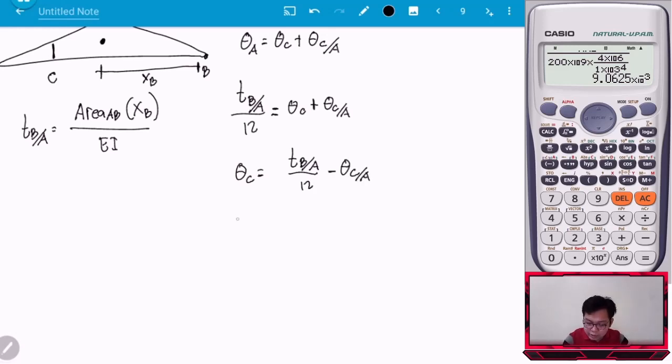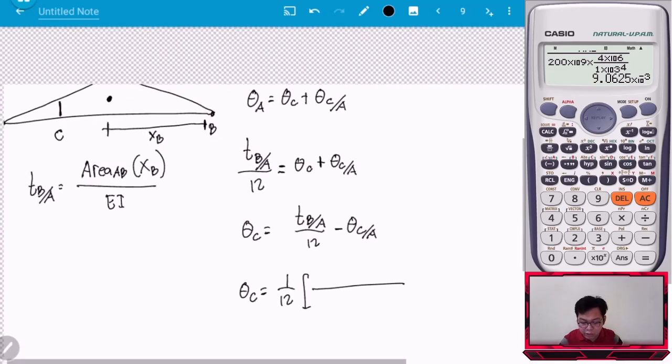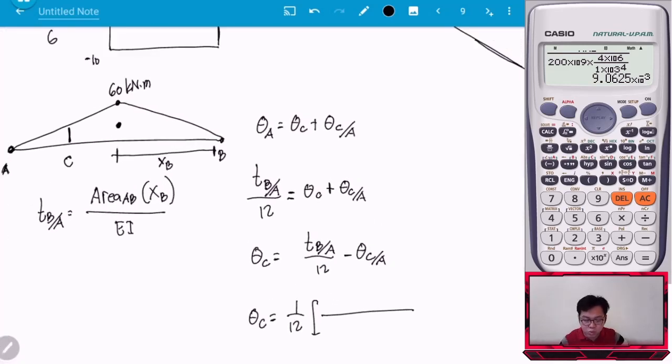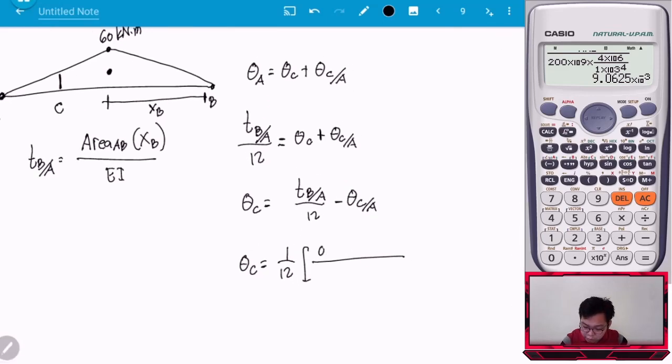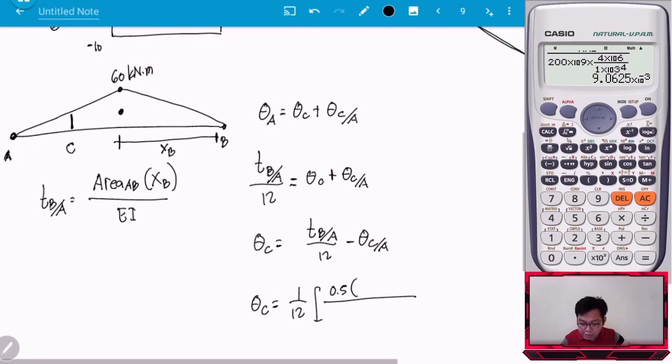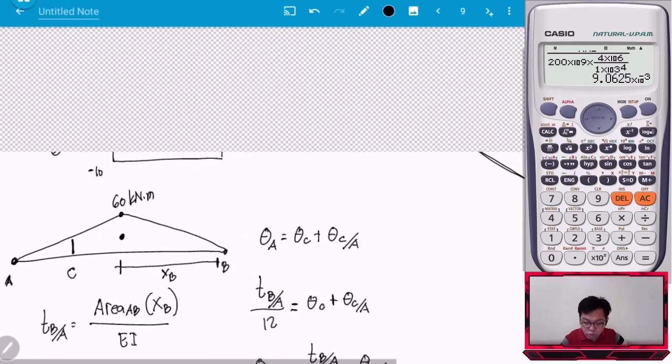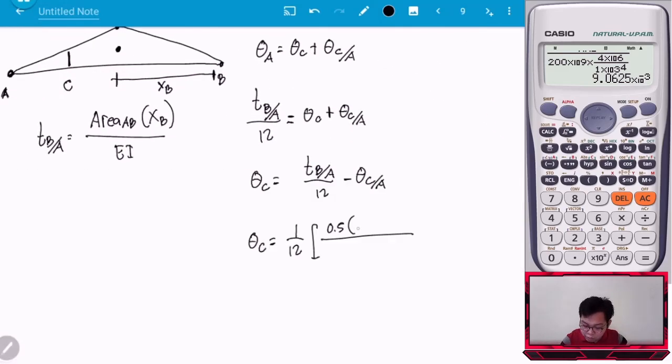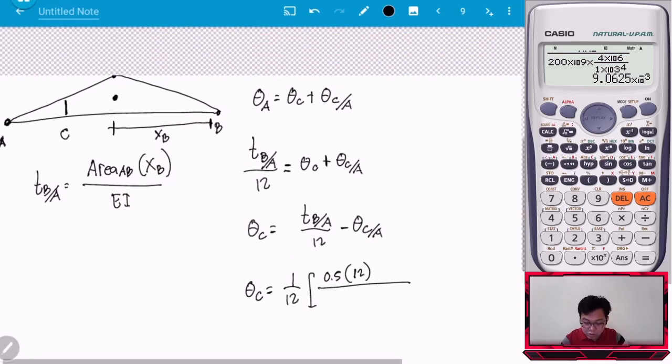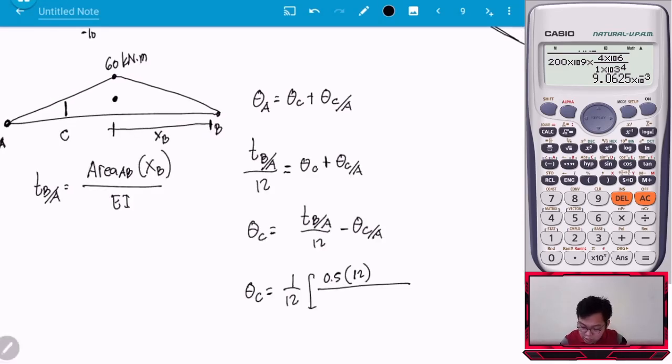Okay? So, ilalagay natin dito the slope at C. So, TBA, guys, so 1 over 12. Okay? And then, multiplied by, so, ano yung TBA natin? Area from A to B. Ano yung area from A to B? From our figure, the area from A to B is 1/2 base times height. Okay? So, 1/2, lalagay ko na lang dito 0.5. Ano yung base? Ang base is yung total length ng beam, which is 12 meters. So, 1/2 base, 12 meters. Ang height is yung 60 kilonewton meter. So, 60. Lalagay ko to dito, 60.